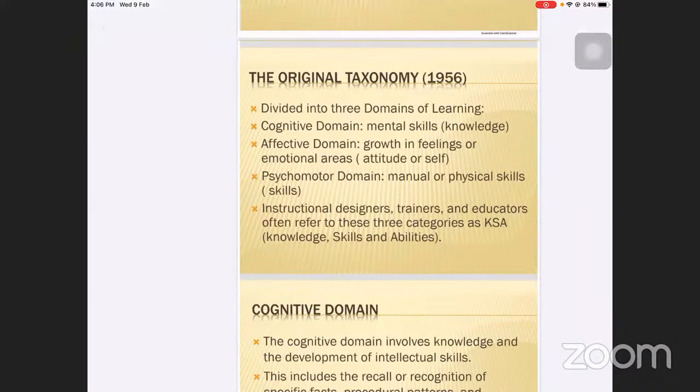Whatever the pedagogy is, these three components, KSA, that is knowledge, skills, and abilities, are required for a teacher. Sometimes we start teaching and never try to understand how far the content we are delivering in the classroom develops knowledge, what kind of skills it develops, and what ability this content is developing in our students. So these three KSA should be understood by the teacher.